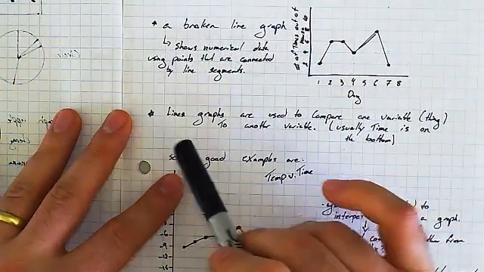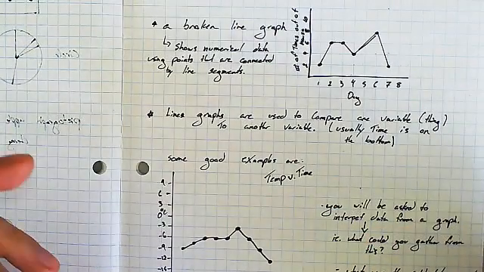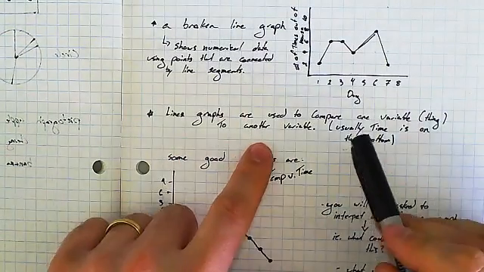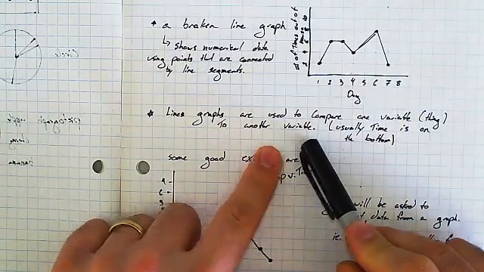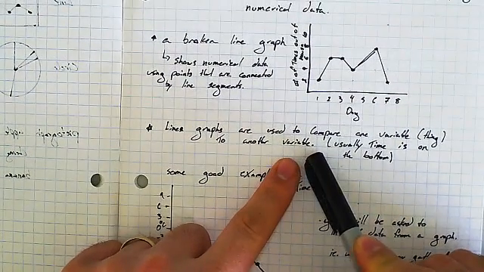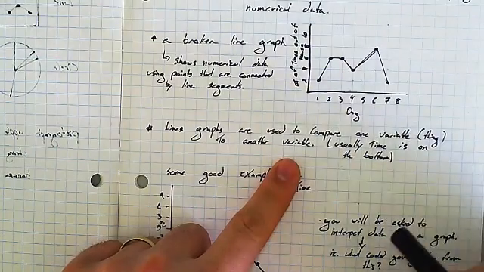Line graphs are always used to compare two variables. Okay, a variable is just another fancy word for a thing. So really, you're comparing one thing to another thing. But most of the time, one of these is always going to be a time.